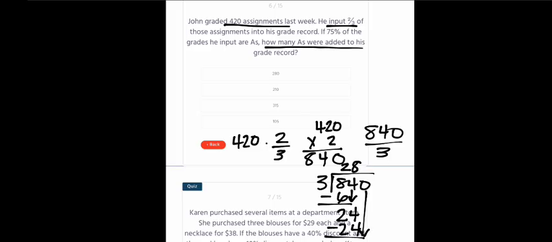But I still have a 0 to bring down, so I bring it down. 3 goes into 0 0 times. So what is 2/3 of 420? It is 280. This is the number of grades that he put into the grade record. So now it tells us 75% of the grades he inputs are A's. So we're going to find 75% of this number.